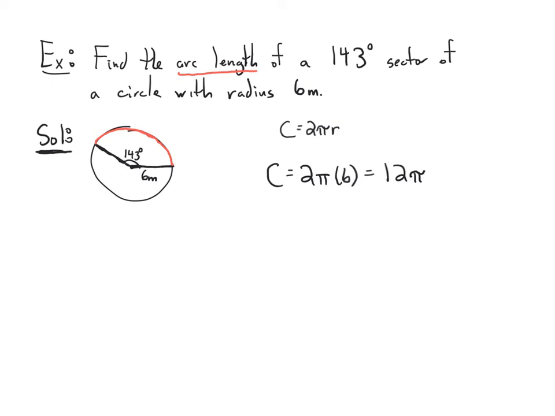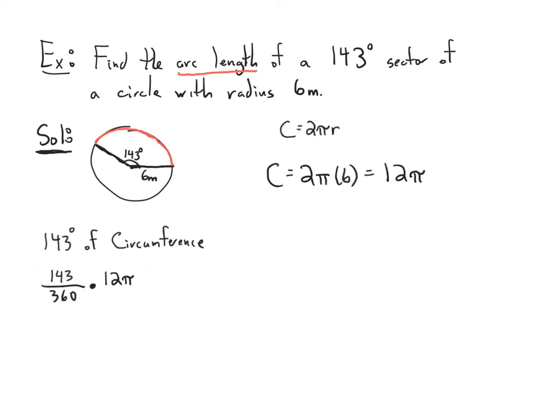So we need 143 degrees of our circumference. I'll write it out in words: 143 degrees of the circumference. How can we express this mathematically to help us? Well, remember, degrees means 1/360th of a circle. So we need 143/360ths of our circumference, which we calculated to be 12 pi.